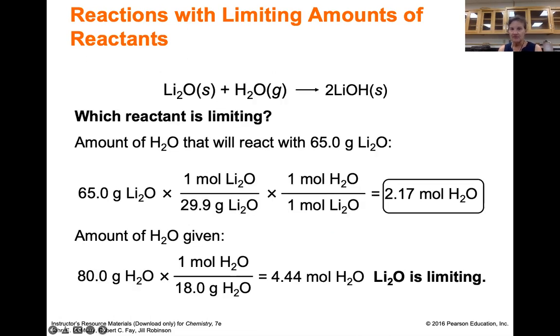So we'll start out and we'll calculate how many moles of water could react with 65.0 grams of lithium oxide. So in the first step, we take the 65.0 grams of lithium oxide, we convert it to moles of lithium oxide with the formula mass of 29.9. And then we look back at our balanced equation to see that it takes 1 mole of water for 1 mole of lithium oxide. And so that tells us that we have 2.17 moles of water that would be needed, or that could be removed from 65.0 grams of lithium oxide.